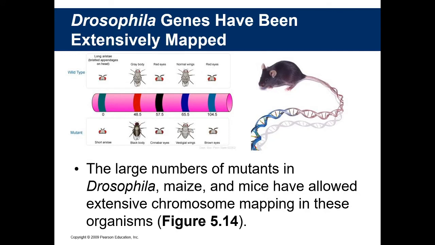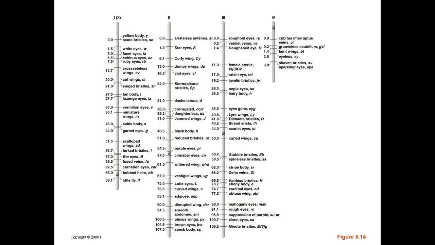So Drosophila genes have been extensively mapped, as we have learned from the previous chapter. These are all of the mapped segments in the Drosophila chromosome. In the Drosophila chromosome, all of these actually control one trait within the Drosophila species. If they are mutated, then the trait will not be shown.